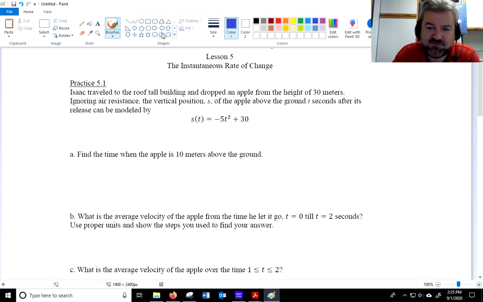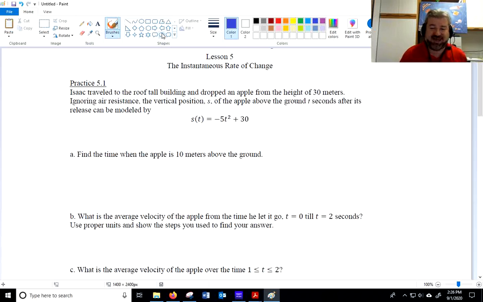Isaac traveled to the roof of a tall building and dropped an apple from the height of 30 meters. Ignoring air resistance, the vertical position S of the apple above the ground t seconds after its release can be modeled by S of t equals negative 5t squared plus 30.